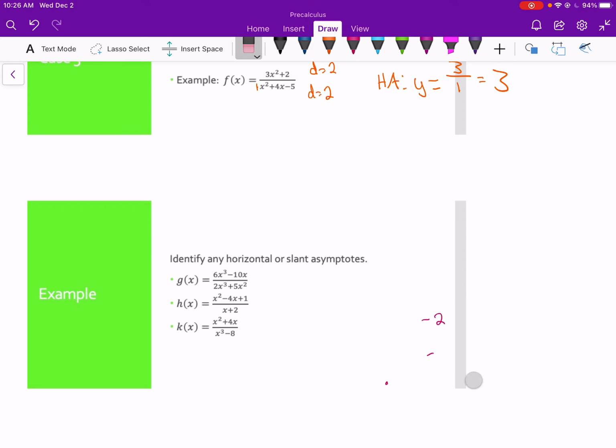All right, let's look at our last example. K, our degree here on the top is 2, the degree on the bottom is 3. When the degree on the bottom is bigger, then we automatically have a horizontal asymptote at y equals 0. So main idea here is getting a feeling for the three different cases for horizontal asymptotes. The vertical asymptotes, just make sure, where is the denominator going to be 0?